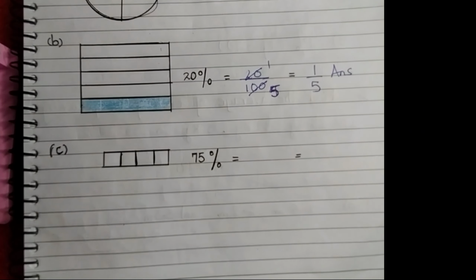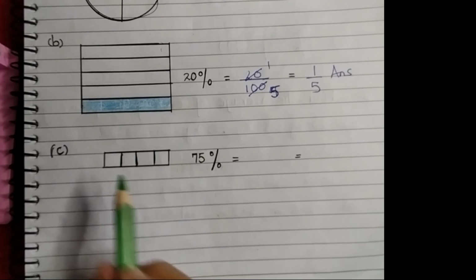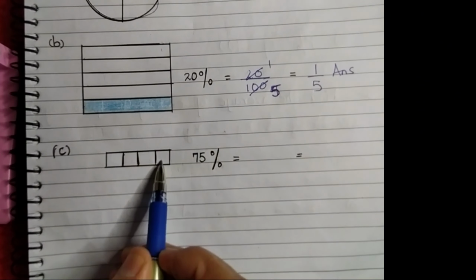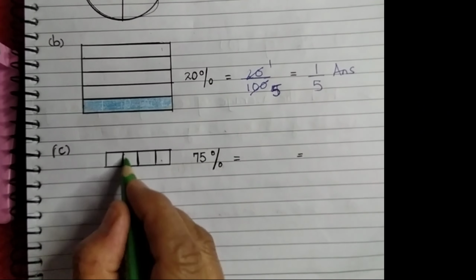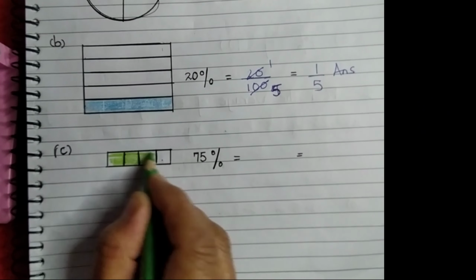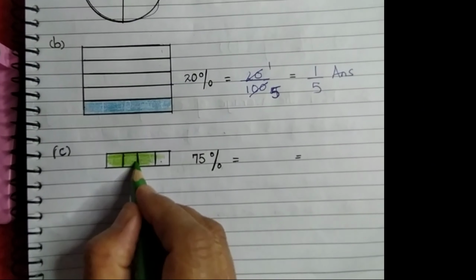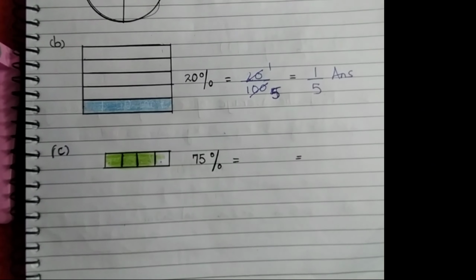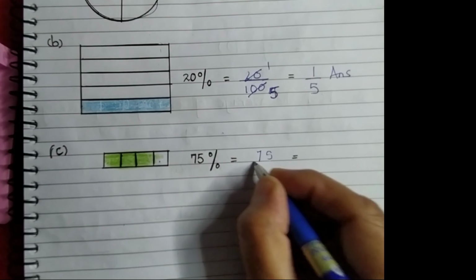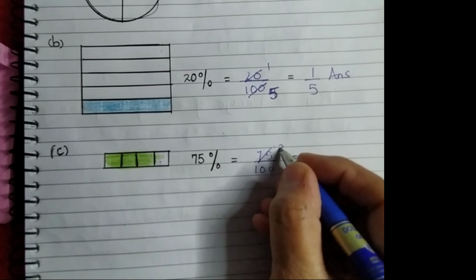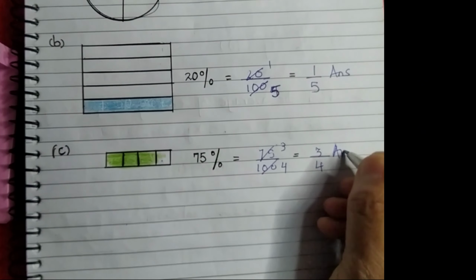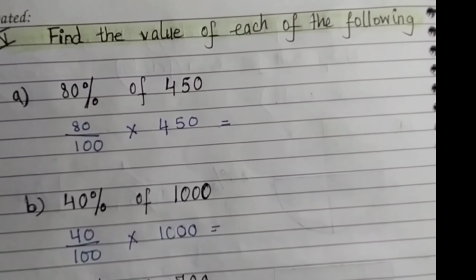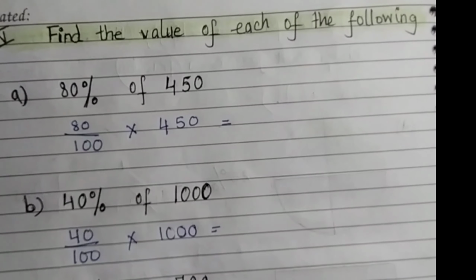Now moving on to the last part of this figure. We have 75%, which makes 25, 25, 25, 25. Each part makes it 100. So how many parts do I have to shade? I will shade 3 parts, because 25, 25, 25 makes 75. So 75 upon 100. 25 threes are 75, 25 fours are 100, which is giving you 3 upon 4. All right, let's get going with the 5th question.